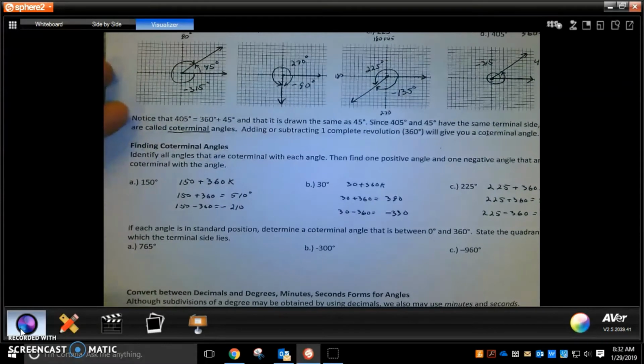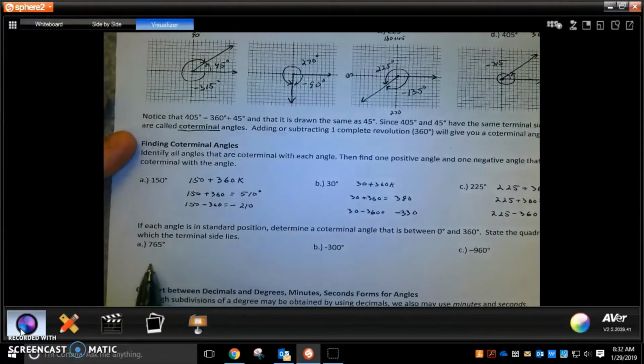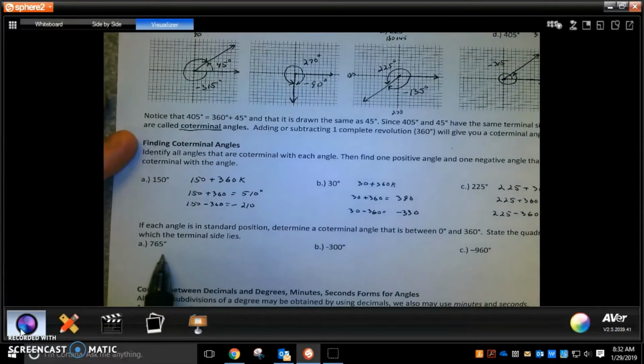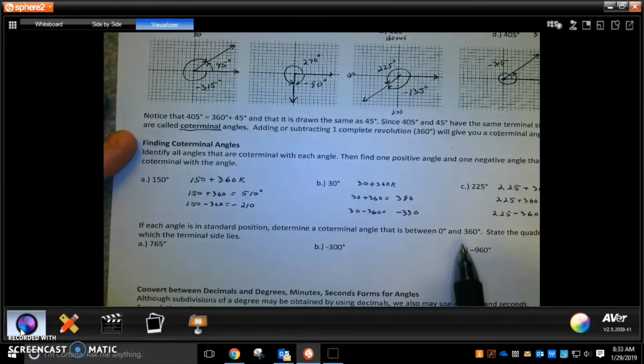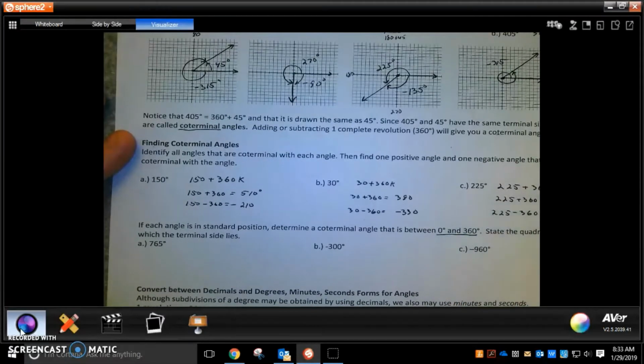Now the next section says if each angle is in standard position, determine a coterminal angle that is between 0 and 360. So 765 degrees goes around and around and around. So what we want to do is unwind all those extra revolutions until we get an answer that's between 0 and 360, so positive.